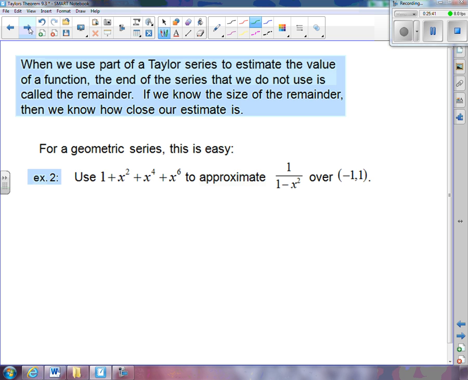Similar to the previous one, instead of multiplying by x each time, what am I multiplying by? x squared each time. So for this, let's try to use this to approximate this over negative 1 to 1. This series converges to this function over this interval, also known as the interval of convergence. So that means that this will approximate this anywhere in there.